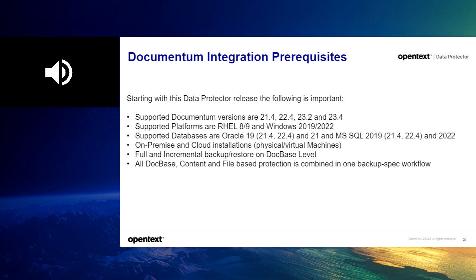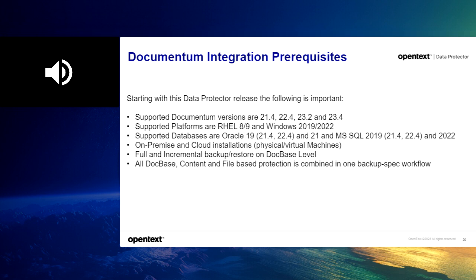So, a couple of prerequisites. Currently it's supported on Documentum versions 21.4, 22.4, 23.2, and 23.4. The .4 versions being the long-term support versions of Documentum. So that's why we aim at those, because they're supported for 3 years. It's supported on Red Hat 8 or 9 and Windows 2019 and 22.